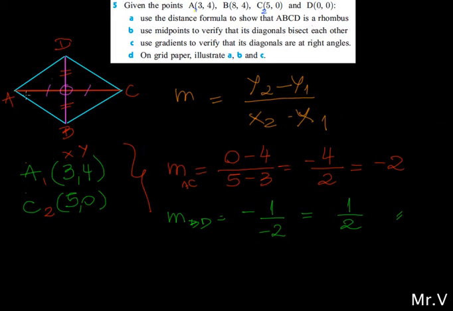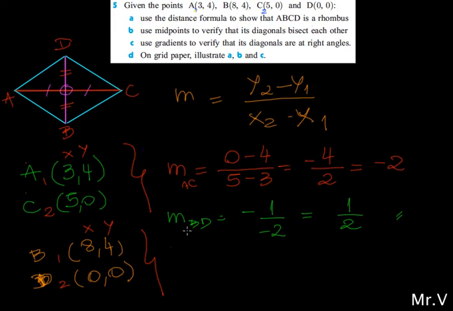Now I'm going to go again with the same steps, classic. I'm going to write the points BD. The coordinate for B is 8, 4. The coordinate for D is 0, 0. Okay. This time I'm going to choose, perfect. That's 1 and 2.